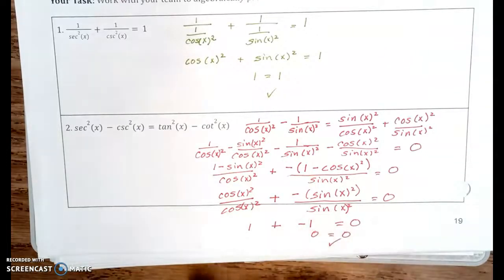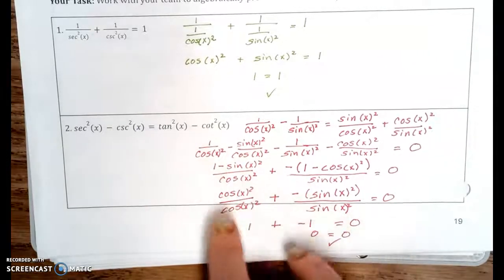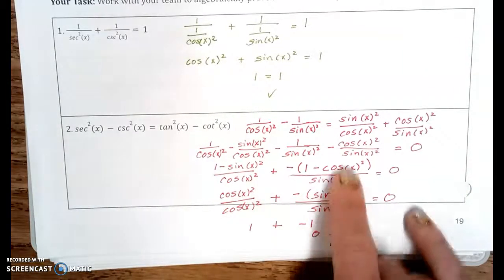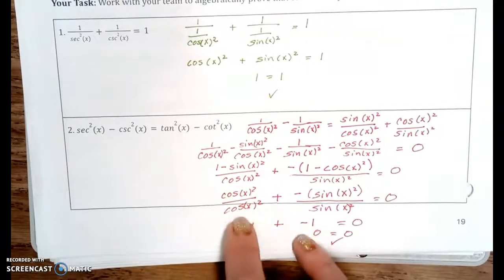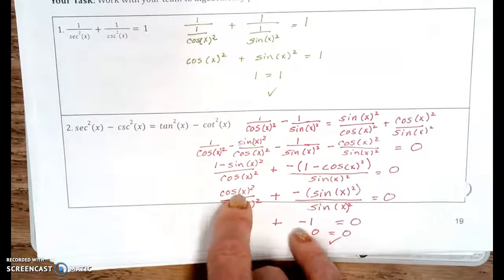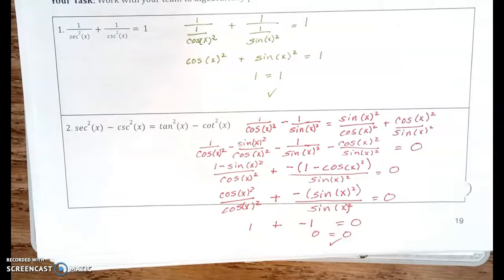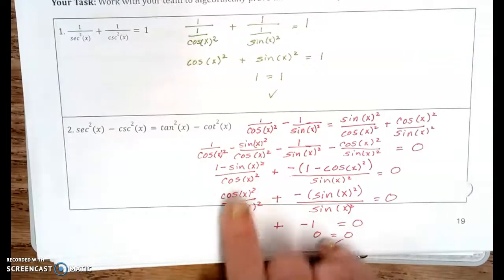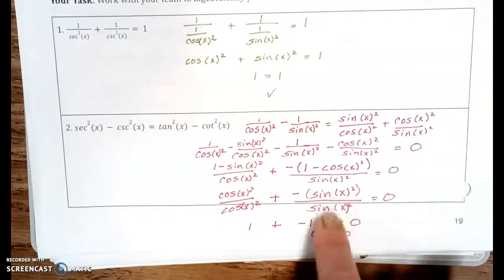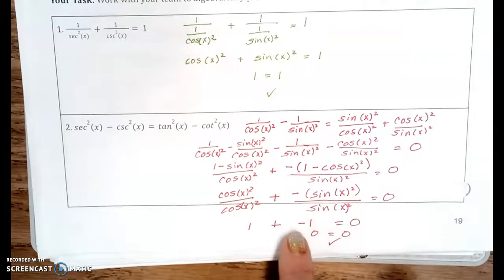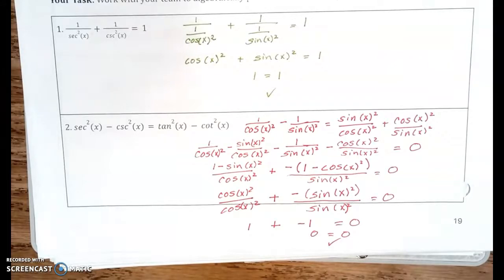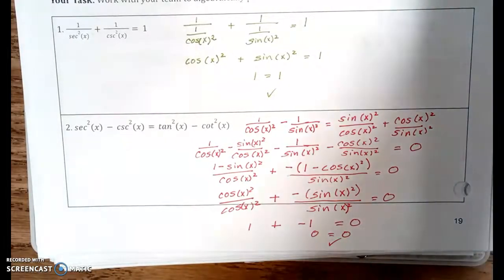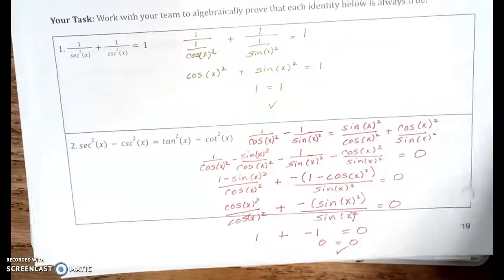and then the identity of this one is cosine x squared, the identity of this one is sine of x squared, and so this expression simplifies to 1, and this expression simplifies to 1, but there's a negative in front of it. So 1 plus negative 1 is 0. So we end up with 0 equals 0, and that proves that it is always true.